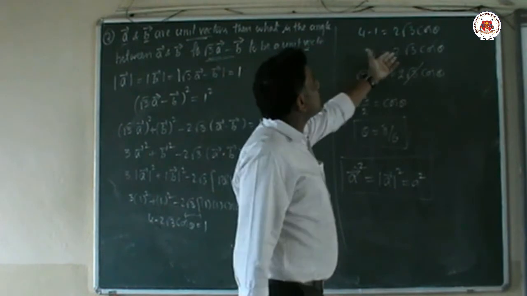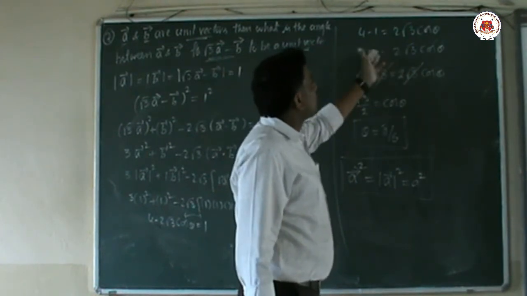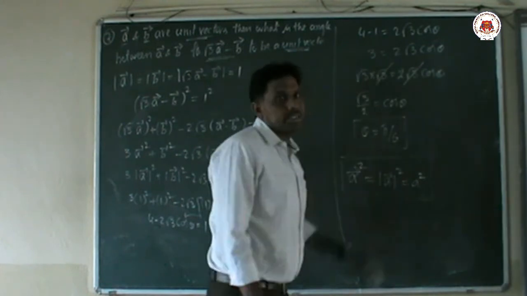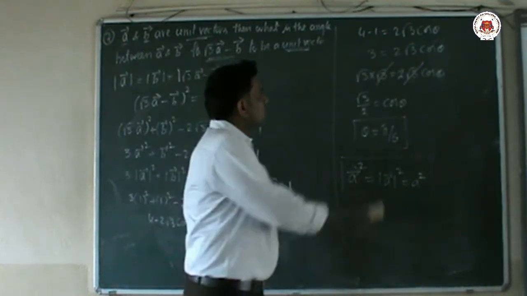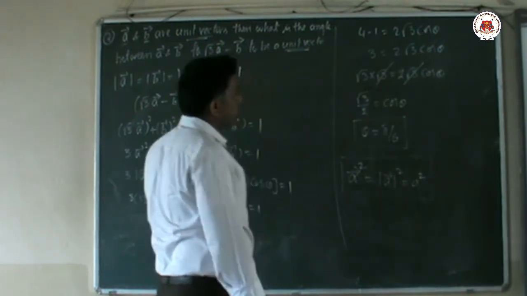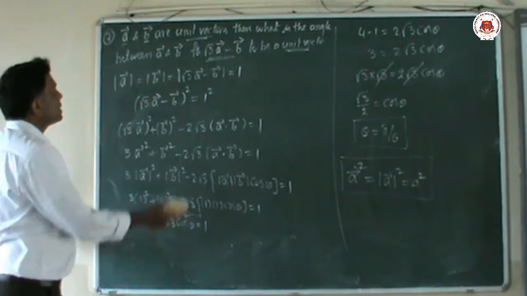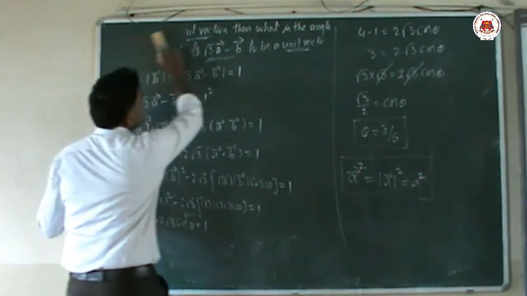So here 3 is there, here 2 root 3 is there. Here root 3, here 3 is there. For cancellation purpose I wrote this 3 as root 3 into root 3. Root 3 gets cancelled, into 2 bring this side, root 3 by 2. That is, the cos value is root 3 by 2, 30 degrees. That is nothing but pi by 6. So this is the question.